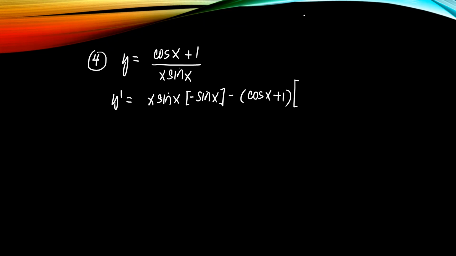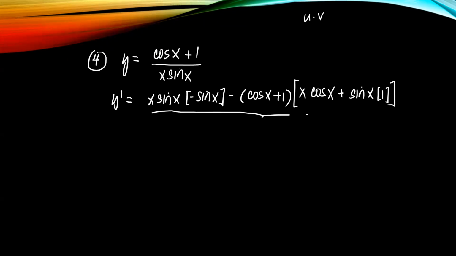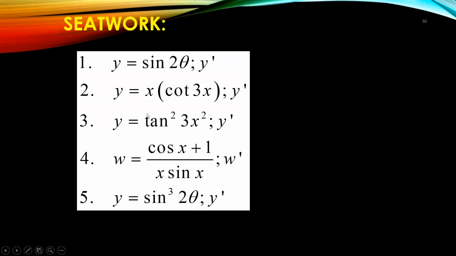In the d low, there is u times v. So, v prime is cosine x plus v u prime tapos all over x squared sine squared x. Can you follow? Sige, let's try last one, number 5.